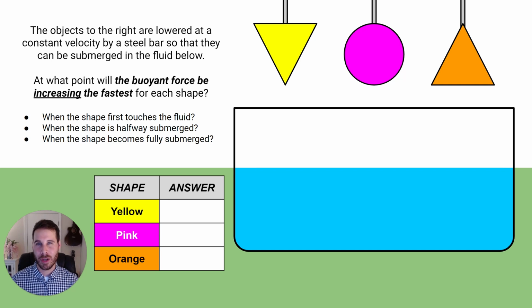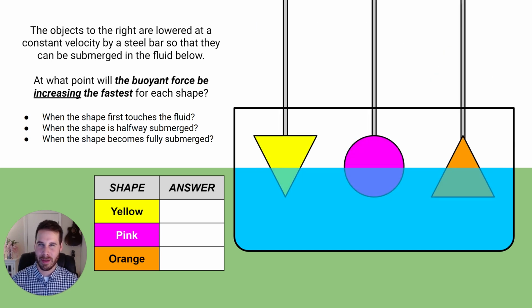Let's advance this situation forward in time to see what it would look like when the shapes are halfway submerged. That might help. The yellow triangle is going to enter the water first with just its tip, and that tip represents a very small area. So at the second that it enters the water, the fluid, it's not going to be pushing a lot of water out of the way. So why is that important? Why does that relate to buoyant force?